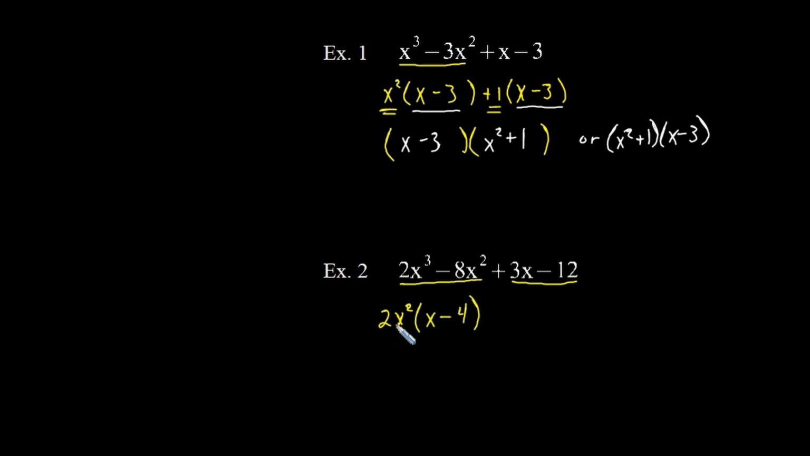Always do a quick check. 2x squared times x is 2x cubed. 2x squared times minus 4 is negative 8x squared. And we do that just simply because if we make a mistake, we want to catch it earlier. We don't want to carry that all the way down to the next problem.